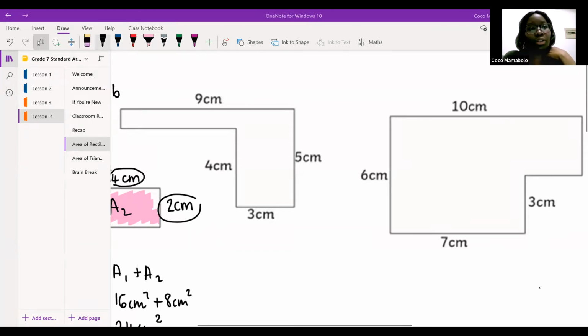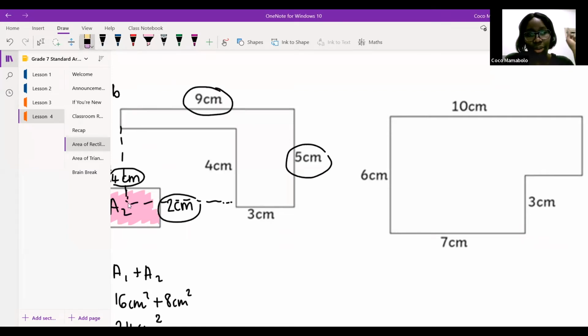Okay. So now look here, Olwa. If I had to draw this whole thing as a rectangle, then I'm going to have a rectangle that is 9 centimeters by 5 centimeters. Do you agree with me? Are you with me?